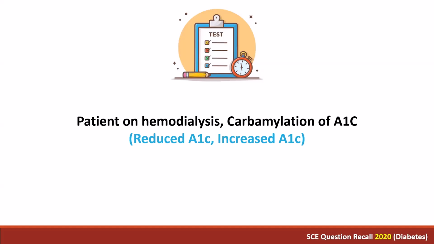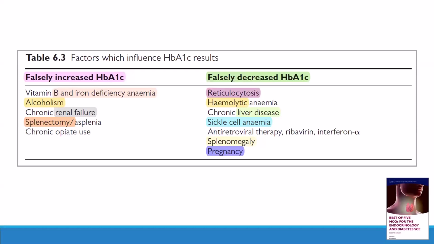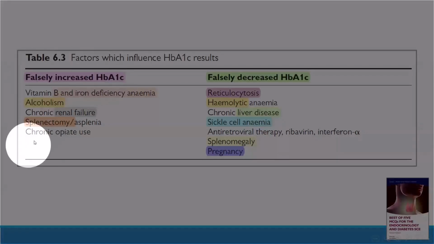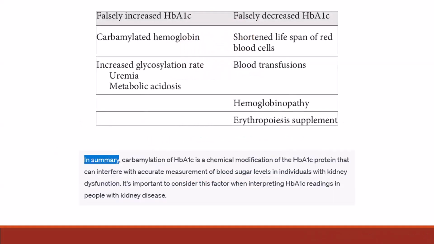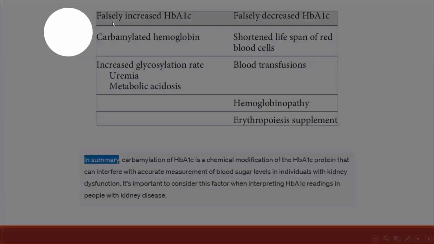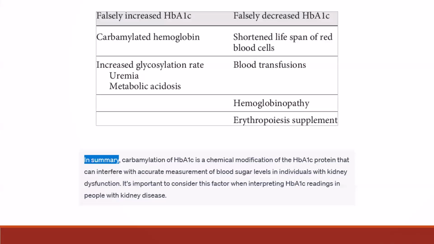A patient on hemodialysis has carbamylation of hemoglobin. Will this hemoglobin A1C be falsely low or falsely elevated? With carbamylation of hemoglobin, it will be falsely elevated. So don't forget that we can write in this item: falsely increased hemoglobin A1C, carbamylation of hemoglobin. And actually, I put this slide. Carbamylated hemoglobin will cause falsely elevated hemoglobin A1C. Blood transfusion, which is important and was another question in the previous exam, will cause falsely decreased hemoglobin A1C.